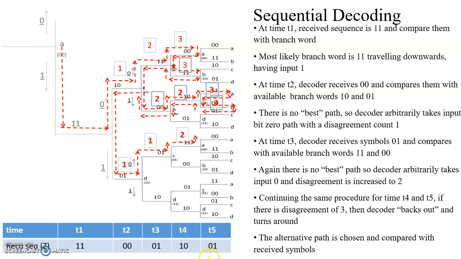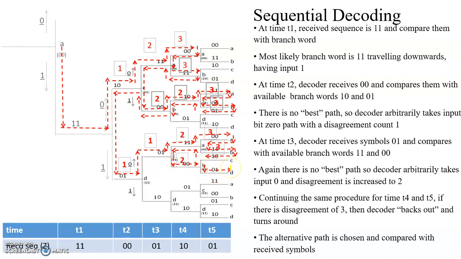It is again going to the next, that is 0, 1. So the disagreement count here will be 3. We turn around, move on to the lower path. Here also the disagreement count is 3. So we turn around back and choose this path. This 1, 0, 0, 0, disagreement count is 1 plus 1, that is 2. And here 0, 1 is already there in the lower path. So we choose this path.